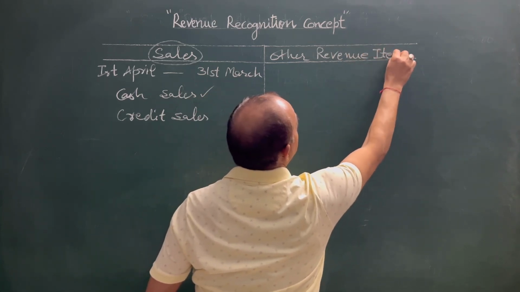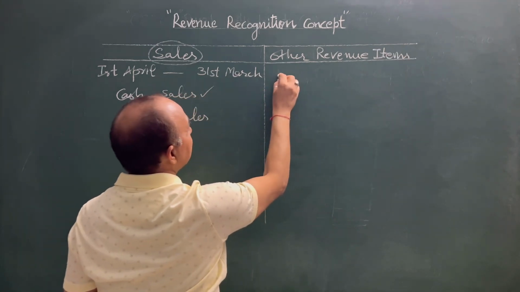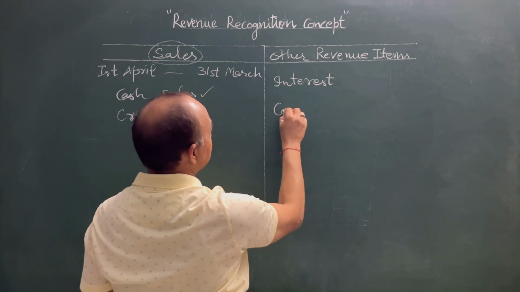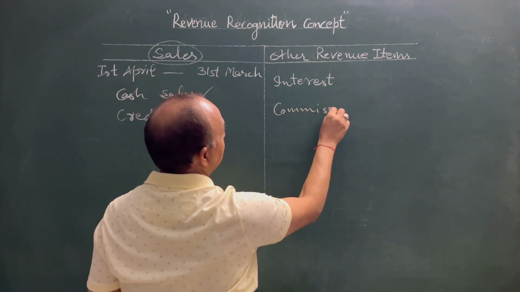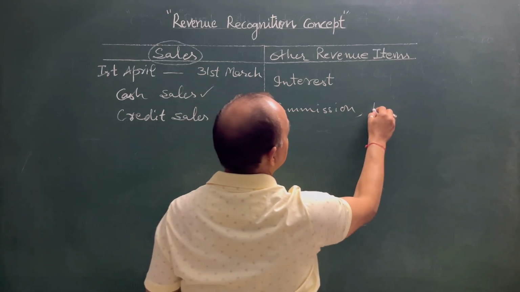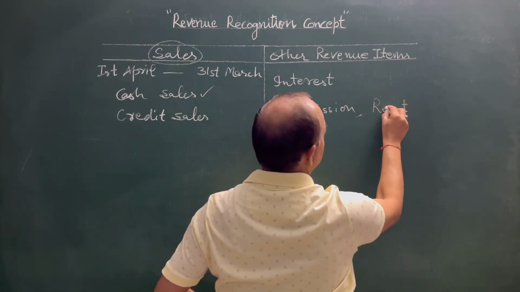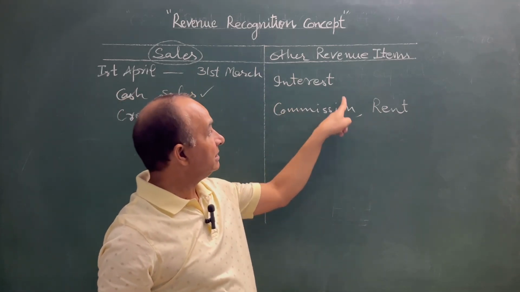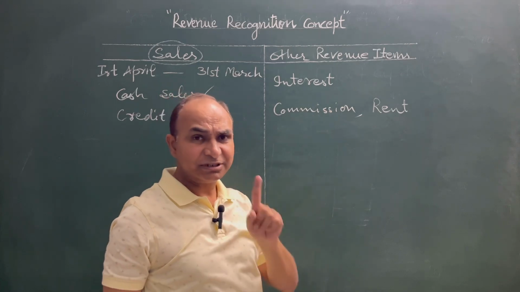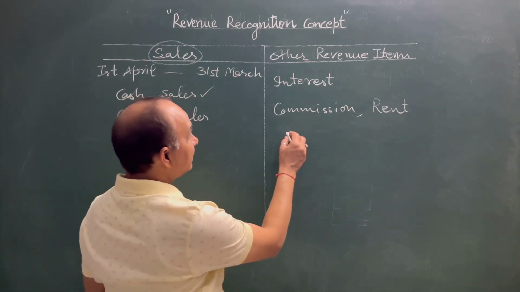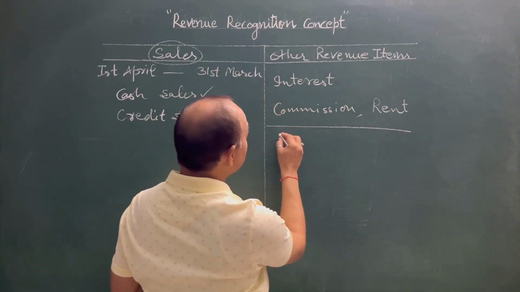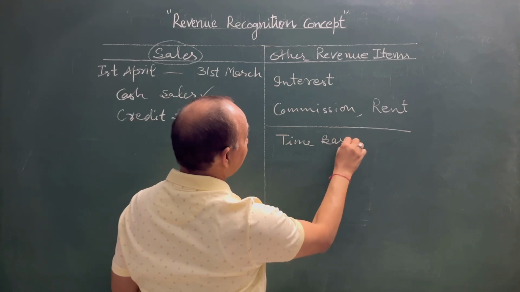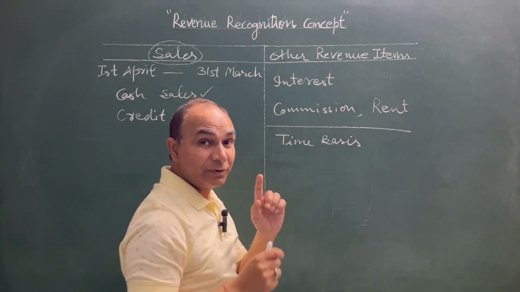Other revenue items, for example, interest, commission and rent. I am talking about interest received, commission received, rent received. These are also our revenue items. Remember one thing, students, these are recognized and recorded in the books of accounts on time basis. On time basis only. What is this time basis?